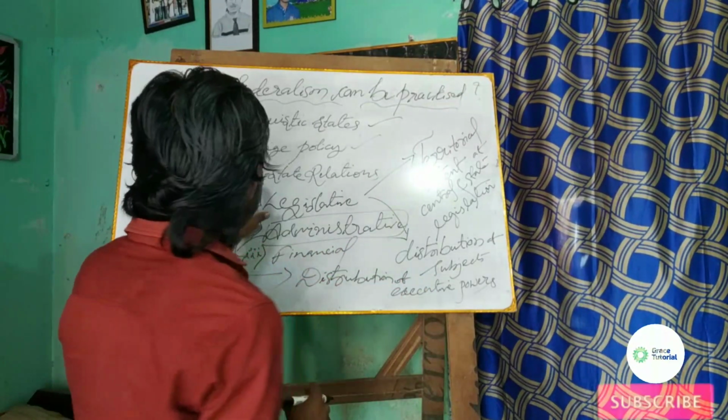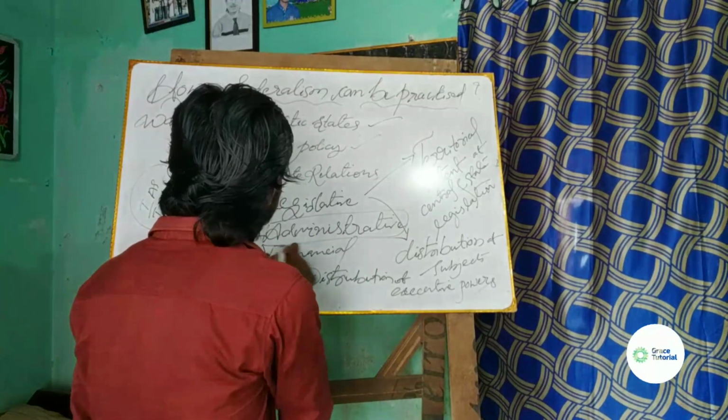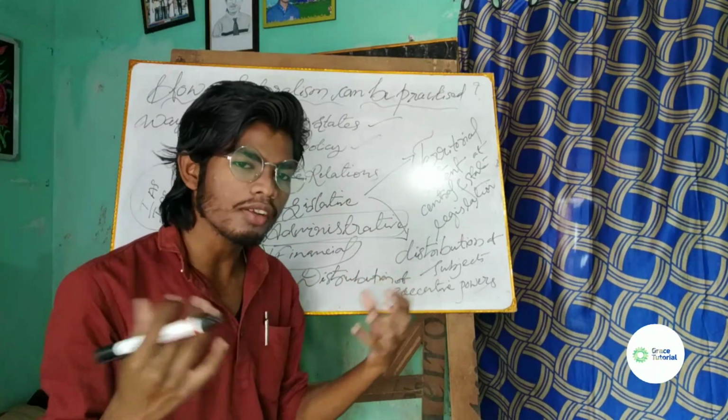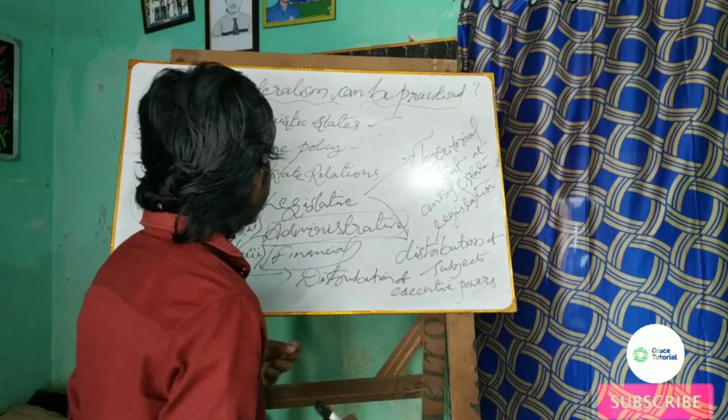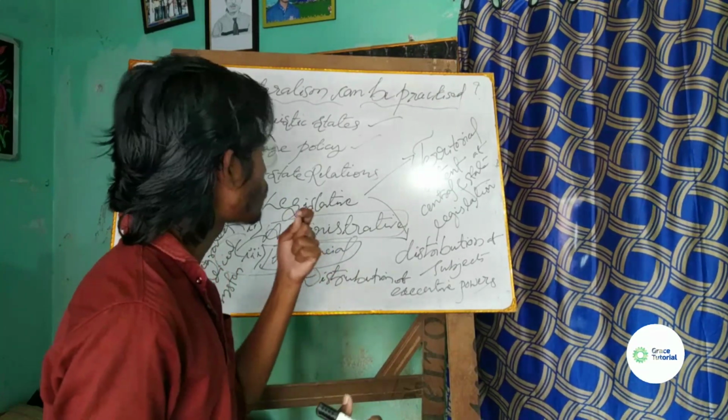In this way, the center-state relation can be easily explained. The financial center-state relations I think are not so essential for your standard. These two things are enough for you: the legislative and administrative center-state relations.